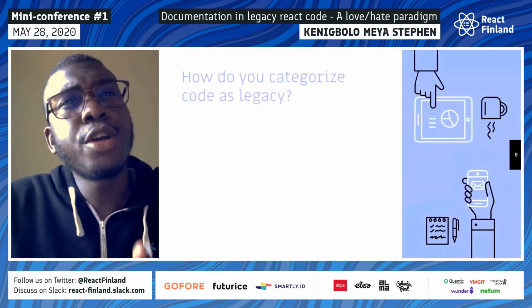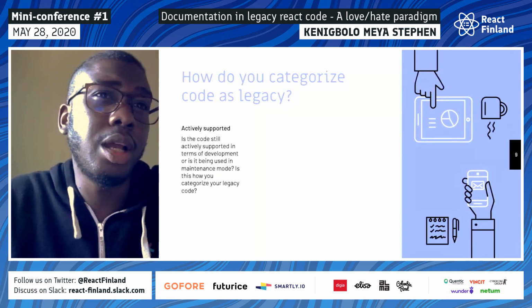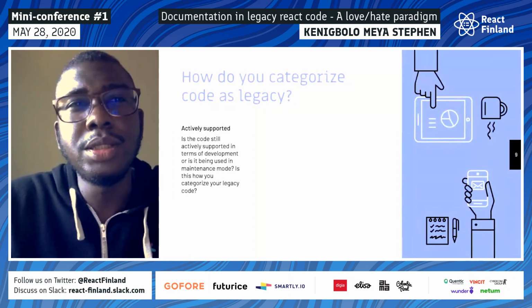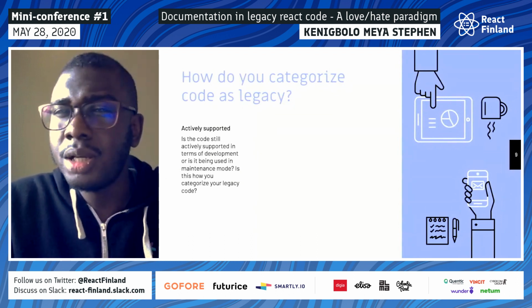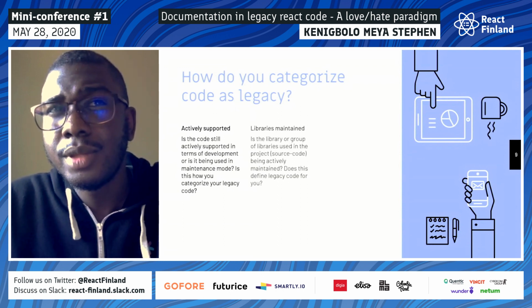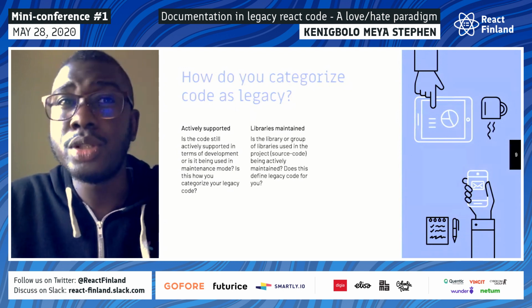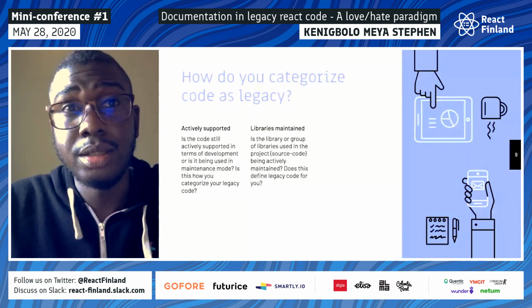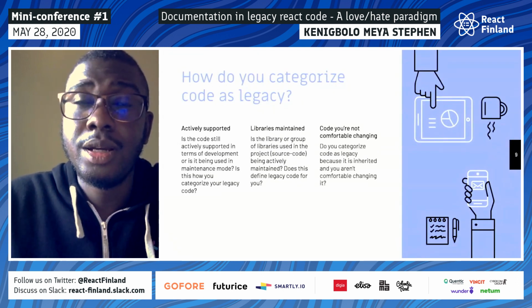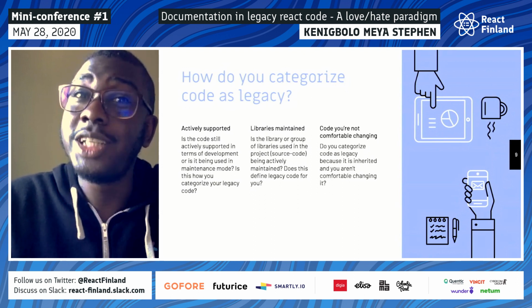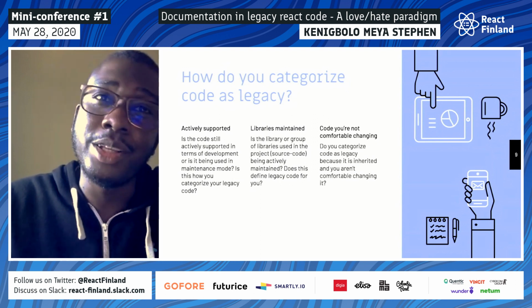How do you categorize code as legacy? Actively supported: is the code still actively supported in terms of development, or is it being used in maintenance mode at the moment? Is this how you categorize your legacy code? Is it based on the libraries maintained? Is the library or group of libraries used in the project or source code being actively maintained? Does this define legacy code for you? And the interesting one, code you're not comfortable changing. Do you categorize code as legacy because it's inherited and you're not comfortable changing it?